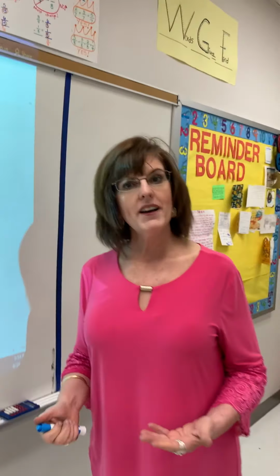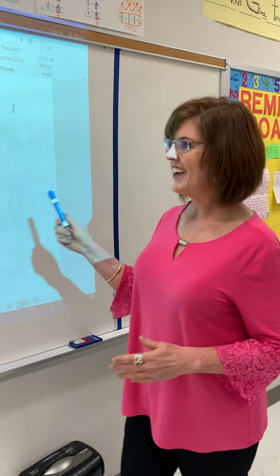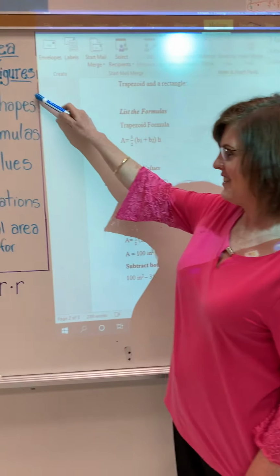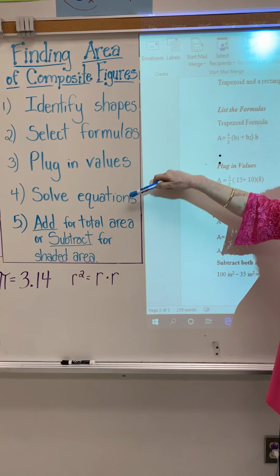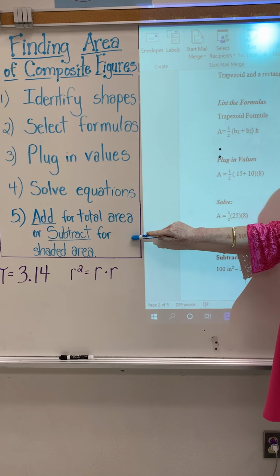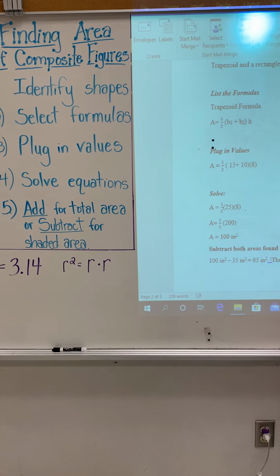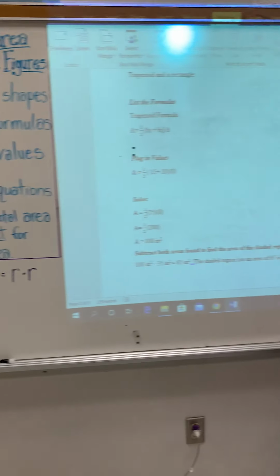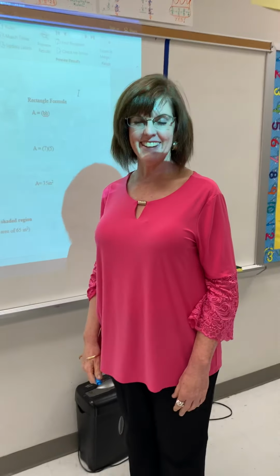So just keep in mind as you have fun finding the area of composite figures that you do the same steps you've been doing all week, 1, 2, 3, and 4, but we have a 5th step today where we add all of those individual areas together, or perhaps you're having to subtract an area.